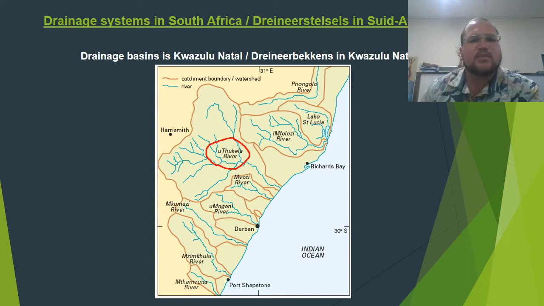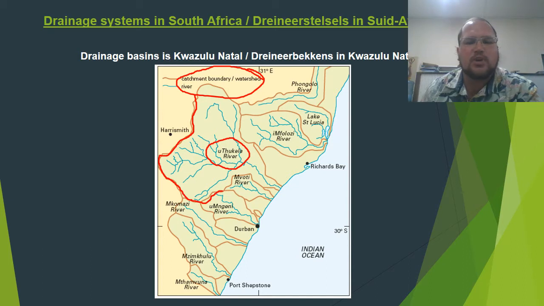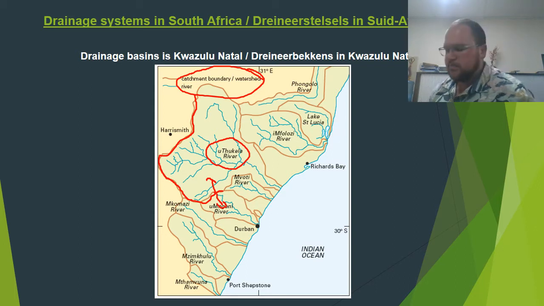So this is the catchment boundary or watershed. That means this line running across here is the line that creates a boundary. So all the water that falls on the right of this line will flow into this Utukela River. Anything falling to the left of this line will fall into the Umgeni River area.